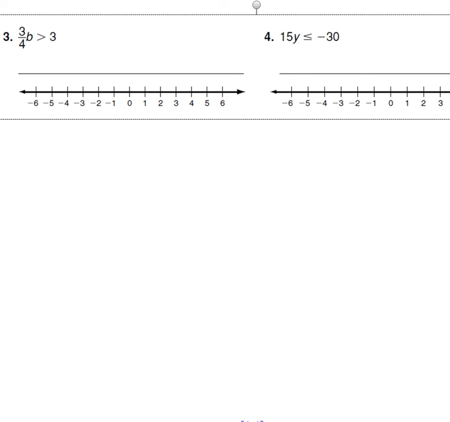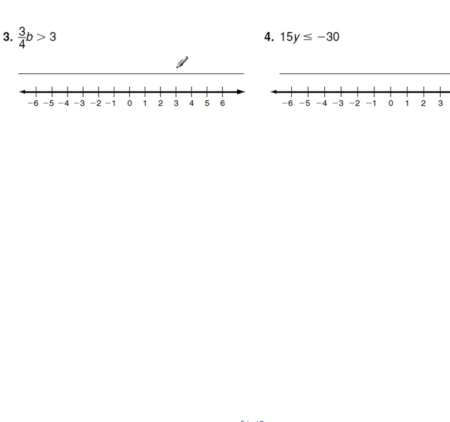If it was just equal to a number, it would only exist at one point. So if b equals 3, you'd just put that. You wouldn't put anything.